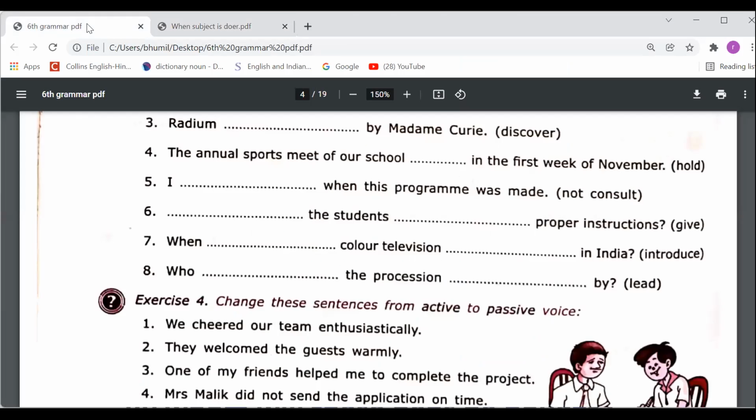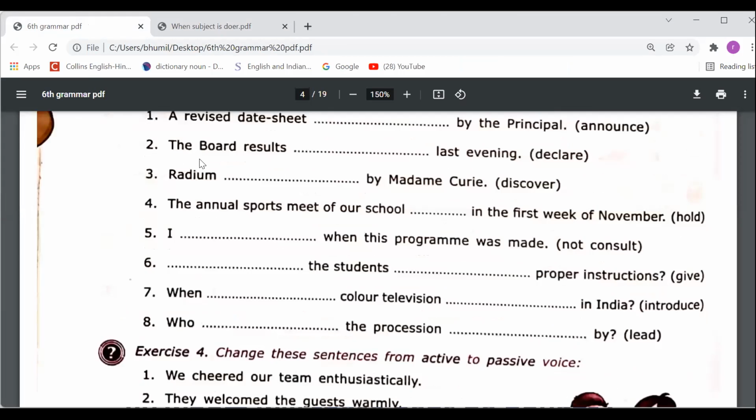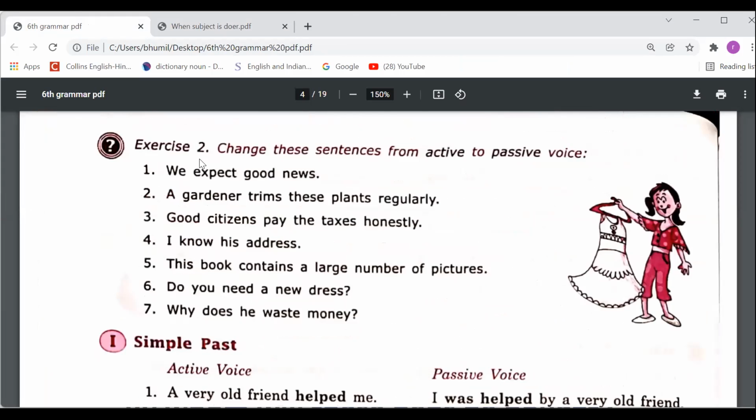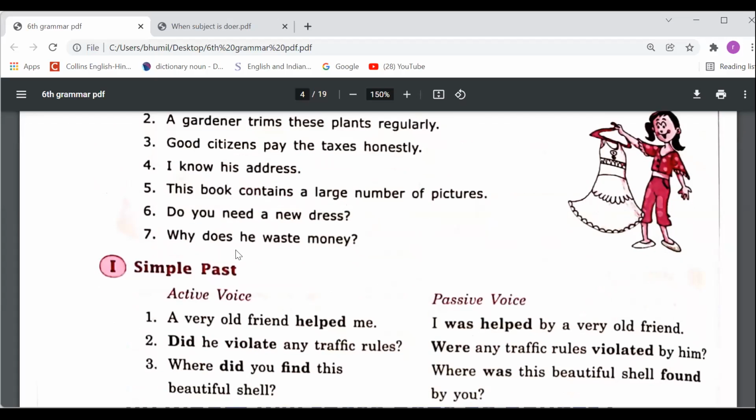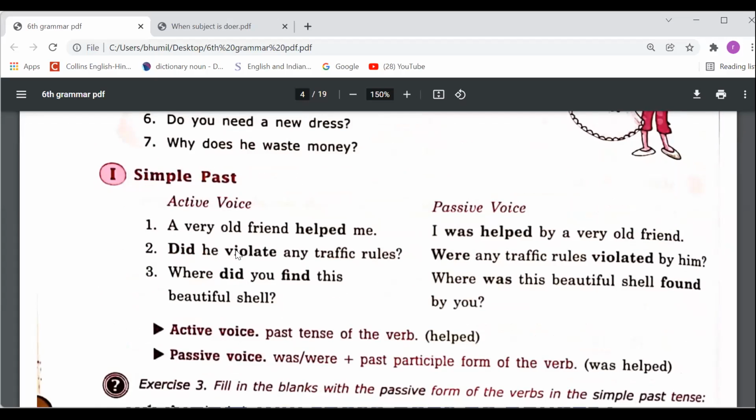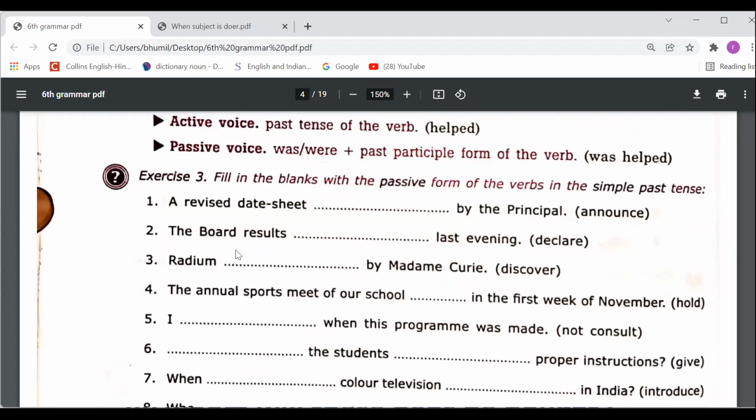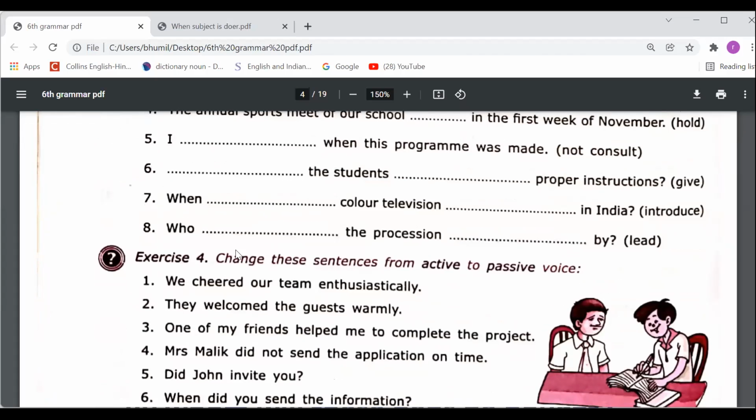So now come back to the fourth exercise. Page number you have to open. Page number 94. So the first, second and third exercises we have done in our previous class. So now we have come to exercise number four. So you have to do this exercise.